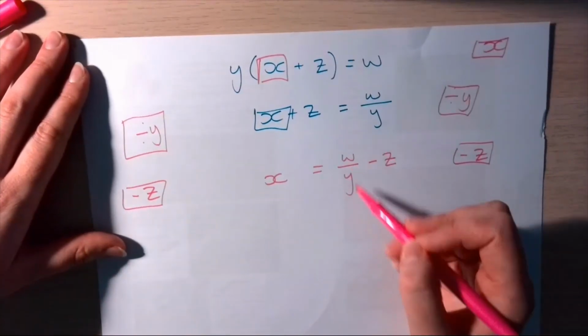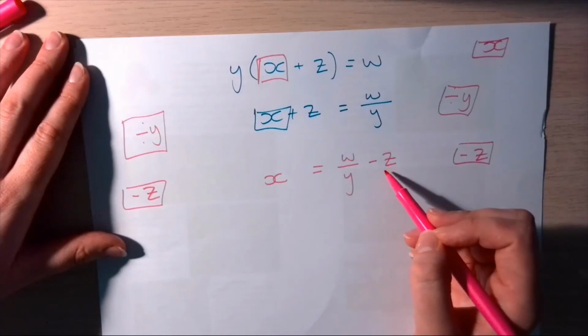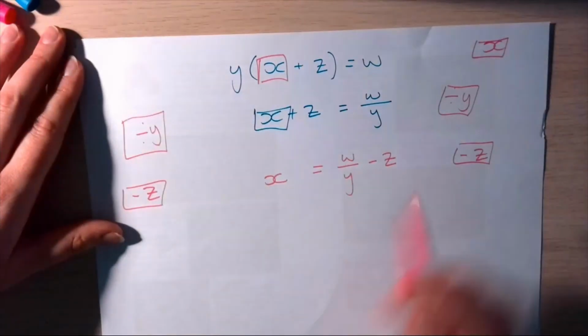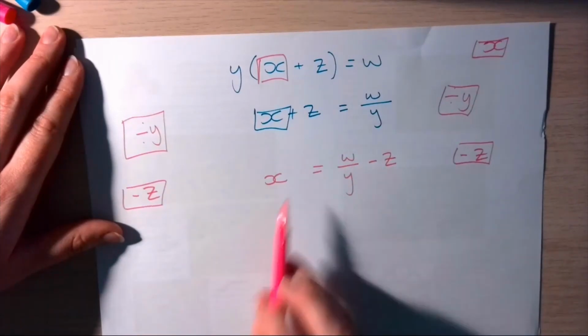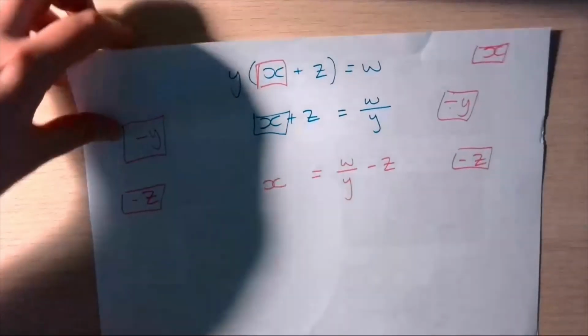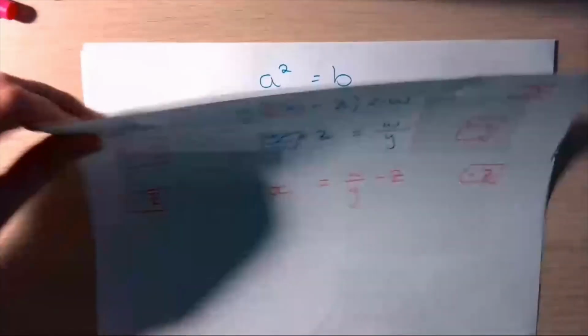Because that would be a bit like saying a half subtract 2, or something like that. We just write it out like that. So w over y subtract z. And we've done. X is the subject. A couple more. I think I've just got 2 more after this.